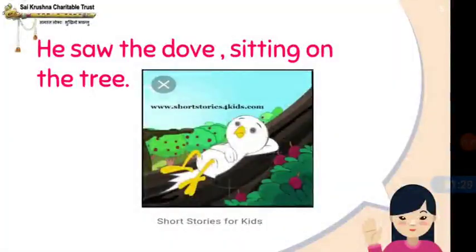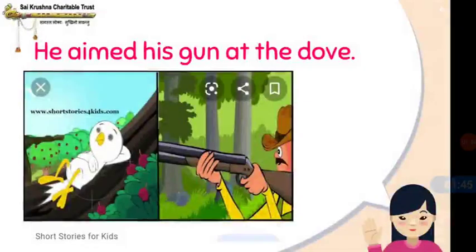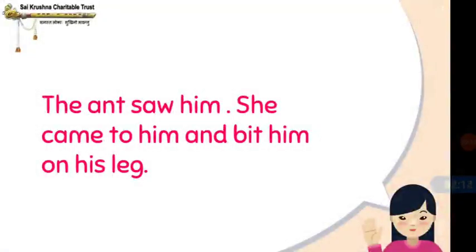So he saw the dove sitting on the tree. Who saw the dove? The hunter. Very good, children. The hunter saw the dove sitting on the tree. It was a very beautiful dove. So he aimed his gun at the dove. You can see this picture, children. The hunter is aiming his gun at the dove itself. So now the situation is very critical, very bad. The hunter is aiming his gun at the dove, but the dove doesn't know it.